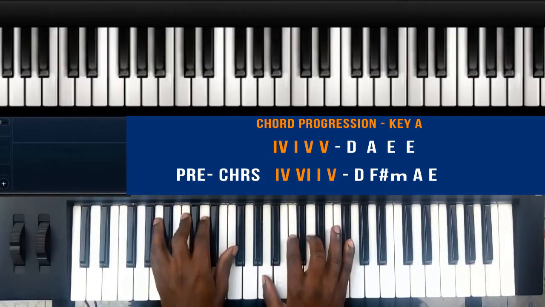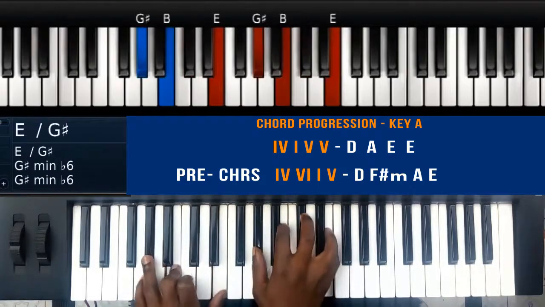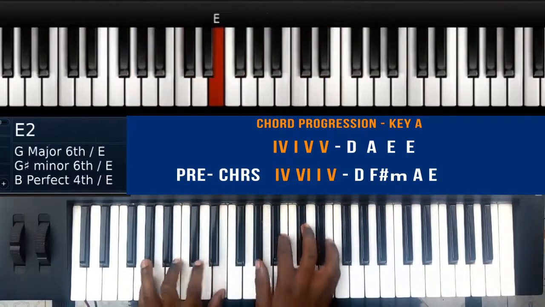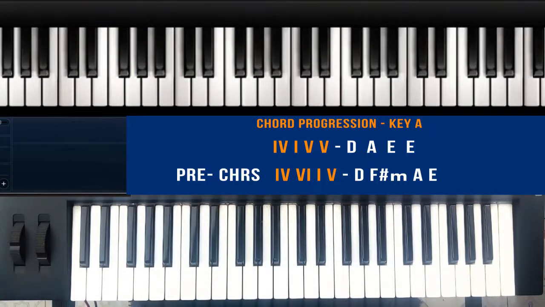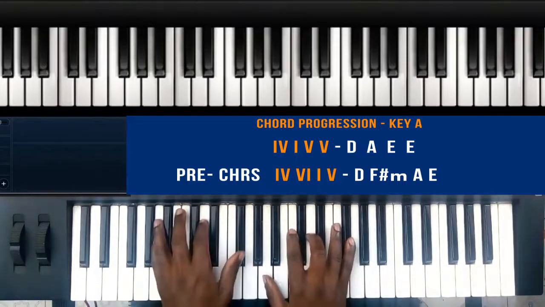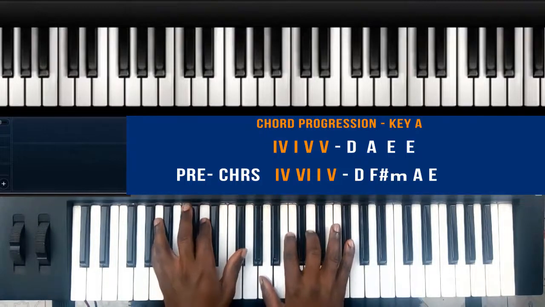So the chord progression is 4 1 5 5, 4 1 5 5, and the better part of this song is that progression. That progression is the intro, also the verse and the chorus. You'll use that progression throughout. The variation comes in at the pre-chorus.